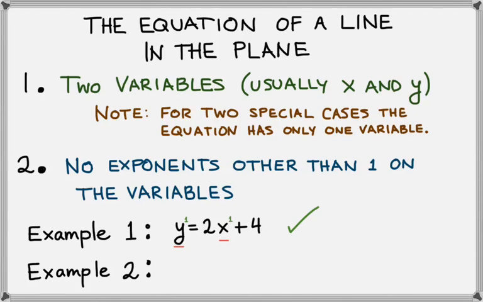Let's look at another example. How about 3x plus 5y equals 1/2? Now let's go through the two properties again. First of all, this equation does have two variables, x and y, and the power on x is 1 and the power on y is 1. So again, this is another example of a line.